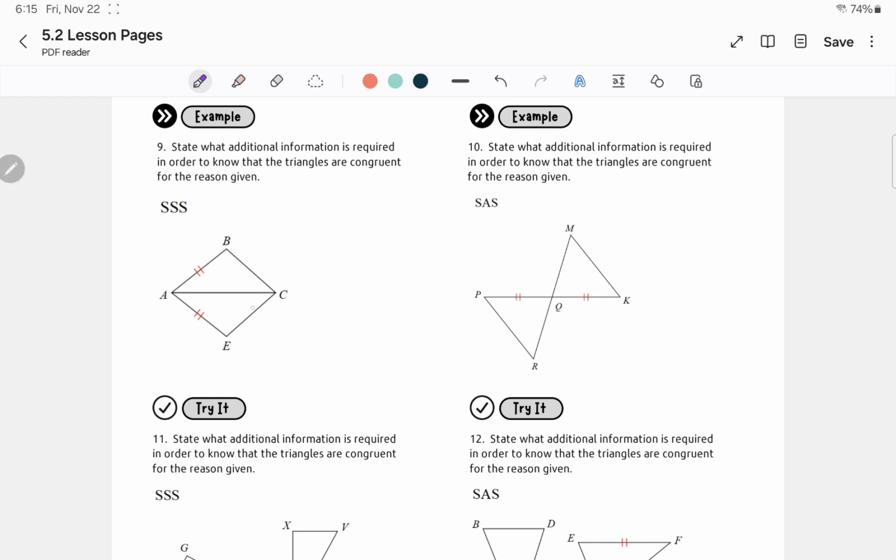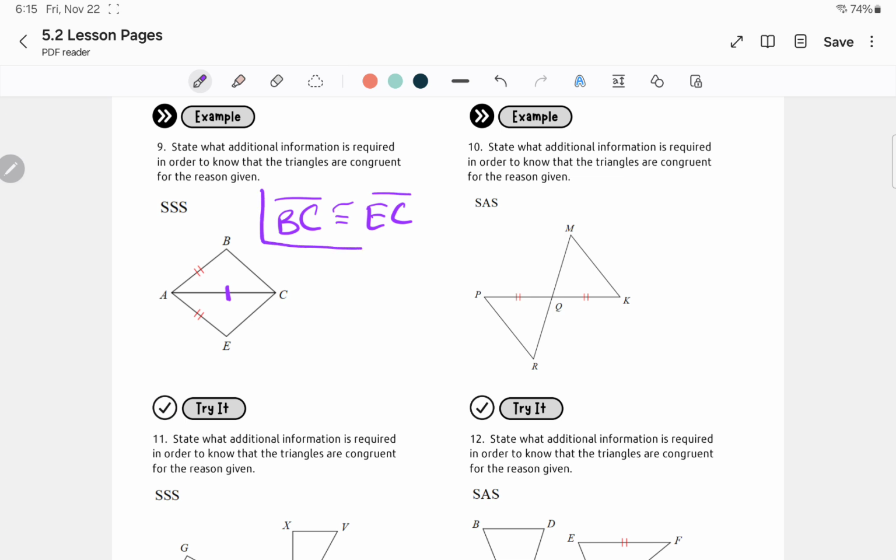So I see a side that's on top of itself, that's kind of bordering, right? So we're gonna mark that as congruent to itself. So it says side, side. So we know this side is congruent to itself. We know that these two sides, AB and AE, are congruent to each other. So what else do we need to know in order for these two triangles to be congruent? We need to know that this side BC, with a line over it, is congruent to side EC.